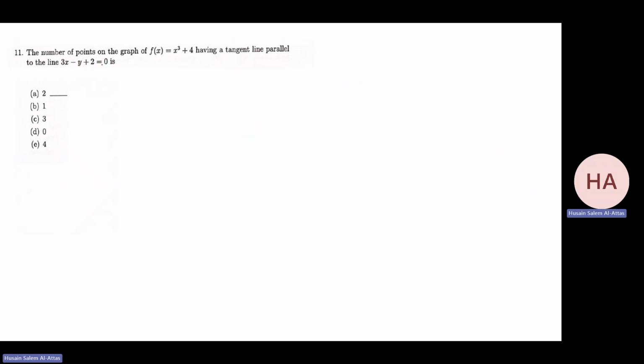You want the number of points on the graph of this having a tangent line parallel to this line. There is a curve, x cubed, who cares? There is a tangent line. You have a curve like this, and they have a tangent line at a point. We don't know how many points we have where something like that will happen, where the tangent line is parallel to another line, to this line.